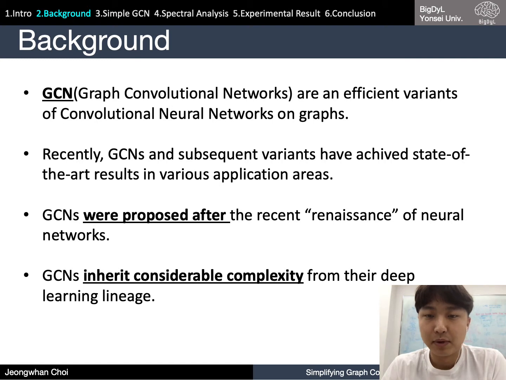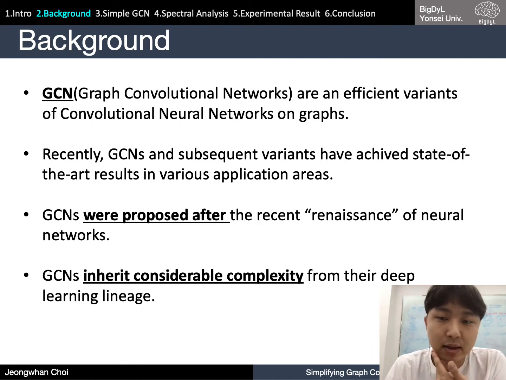First, before dealing with Simplifying Graph Convolutional Networks, SGC, we should know about the background of the GCN. GCNs, graph convolutional networks, are an efficient variant of convolutional neural networks on graphs. Recently, GCNs and subsequent variants have achieved state-of-the-art results in various application areas, including but not limited to citation networks, social networks, applied chemistry, and computer vision.